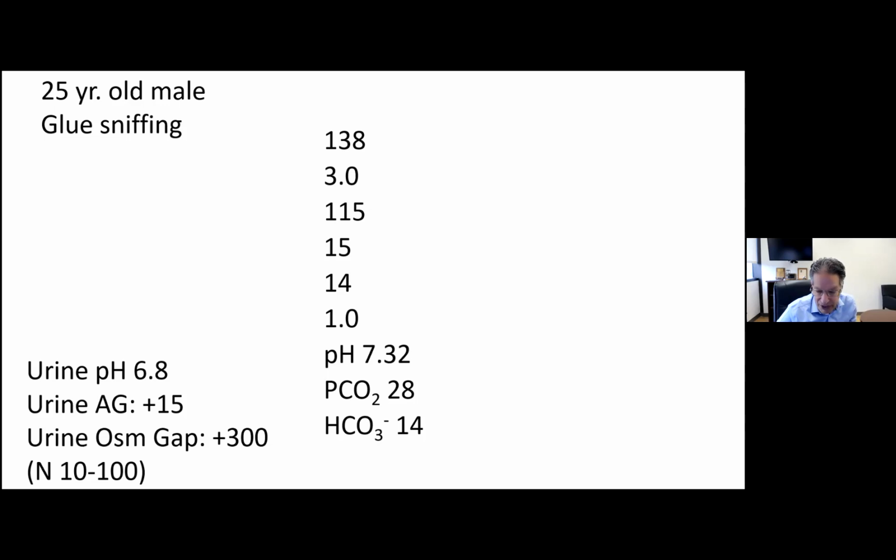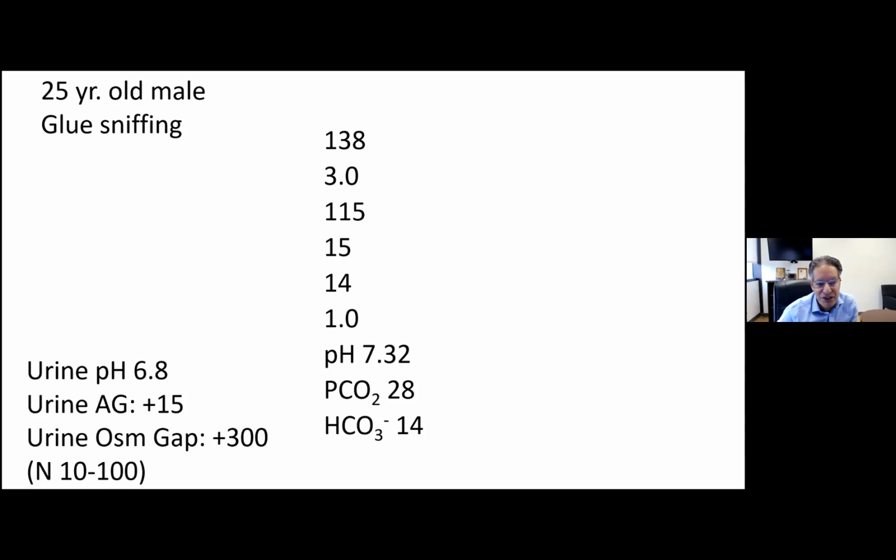Going through all the GI causes, the most common would be diarrhea. Maybe it's some rarer thing involving the GI tract, like a gallbladder fistula, that kind of thing. Or maybe it's renal, maybe the patient has RTA. Well, we look at the urine and the pH is 6.8. The urine anion gap is plus 15. It looks pretty normal. However, the urine osmolar gap is plus 300. It's very high. So what's going on here?